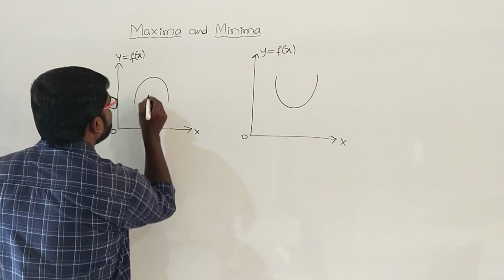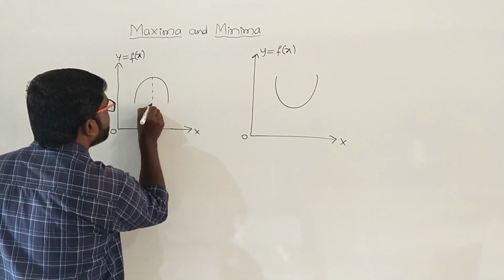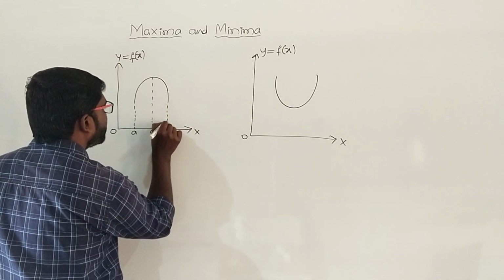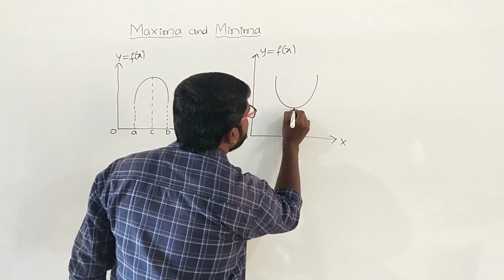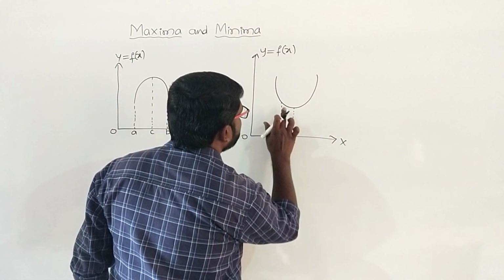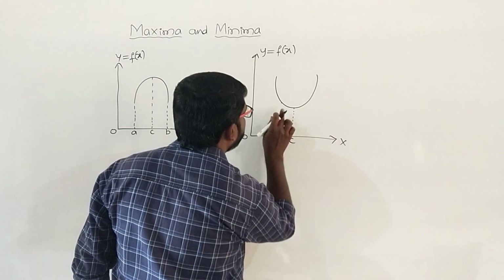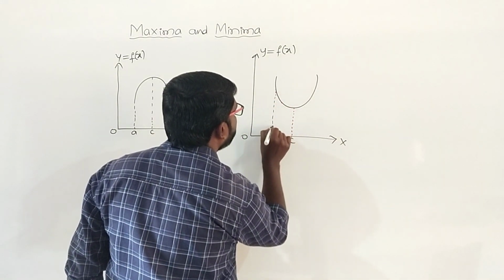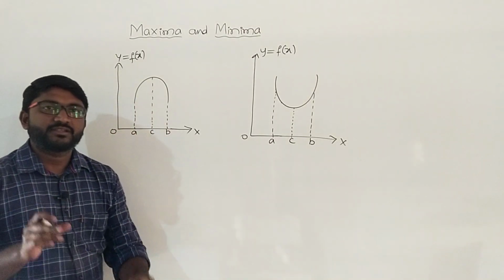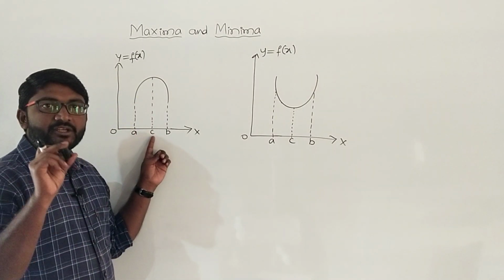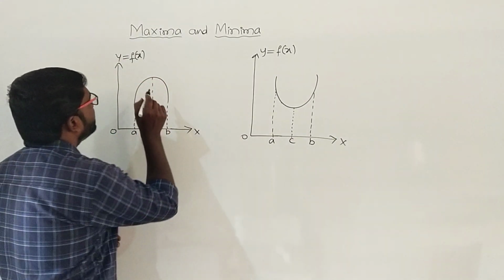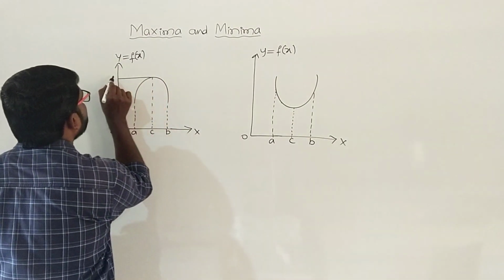Here I take this point as C, and this as A, and this as B. Now see here, at the point C you are going to get the maximum value of the function. At this point you are going to have the maximum value. This value is going to be f of c.